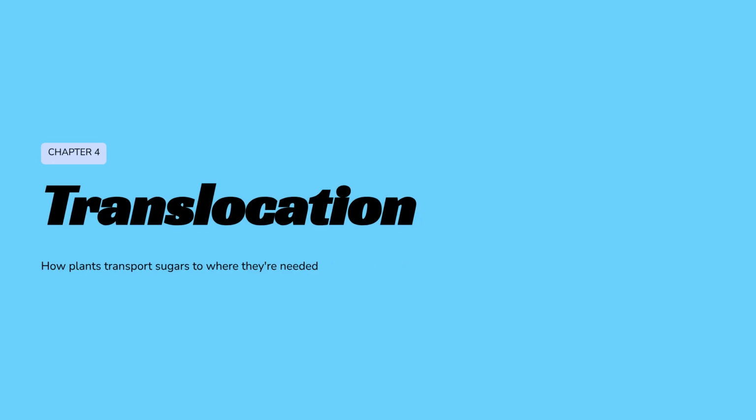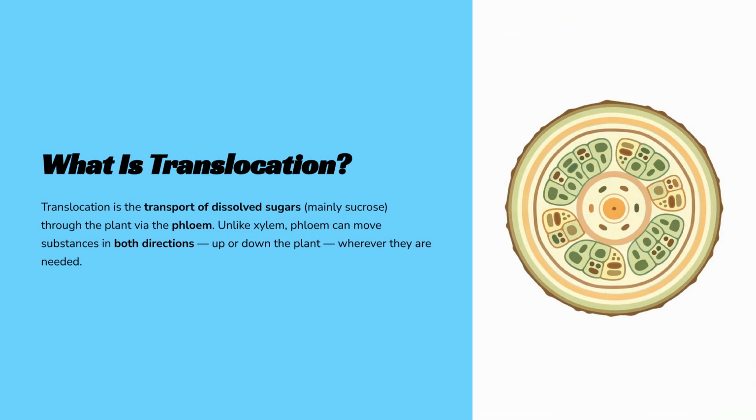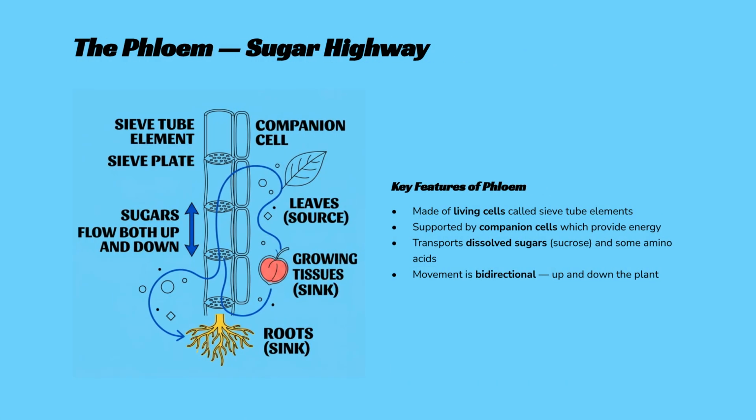Now let's explore translocation, which is the process of how plants transport sugars to where they are needed. Translocation is the transport of dissolved sugars, mainly sucrose, throughout the plant via the phloem. Unlike xylem, phloem can move substances in both directions, up or down, to where they are needed. Phloem is made of living cells called sieve tube elements and supported by companion cells. It transports dissolved sugars and moves bidirectionally, both up and down the plant.